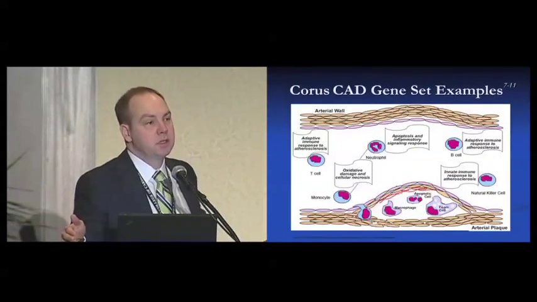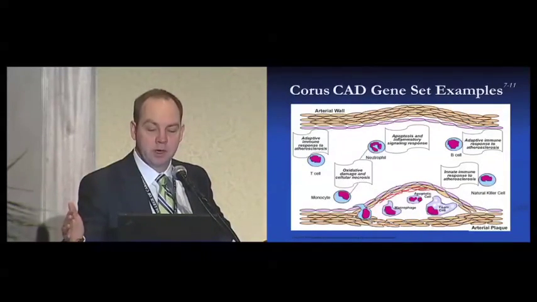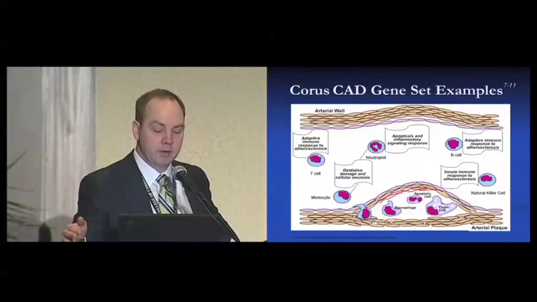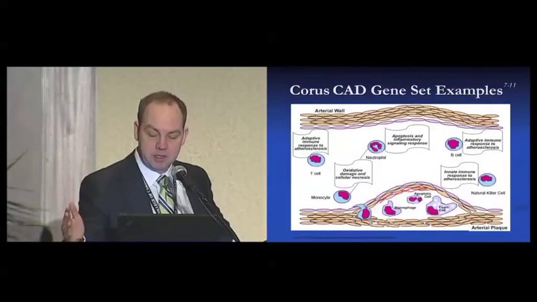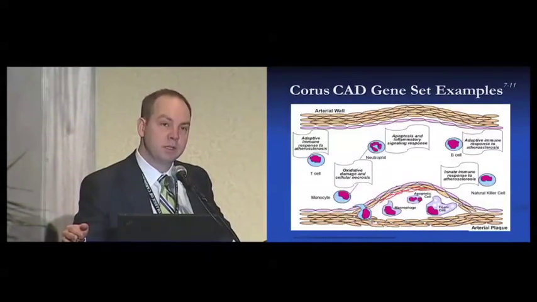The algorithm is comprised of 23 different genes, and these are just a few examples of where these genes come from. They can come from T cells, monocytes, B cells, natural killer cells that play many different and varied roles in the immune response to injury at the coronary arterial level.